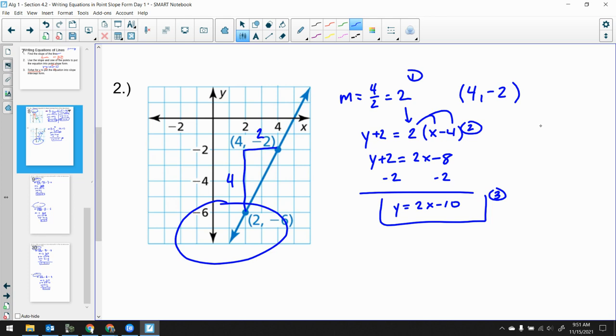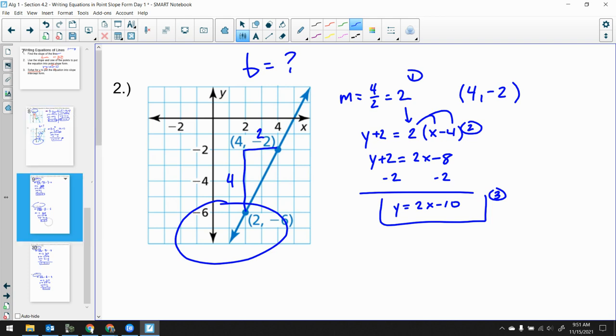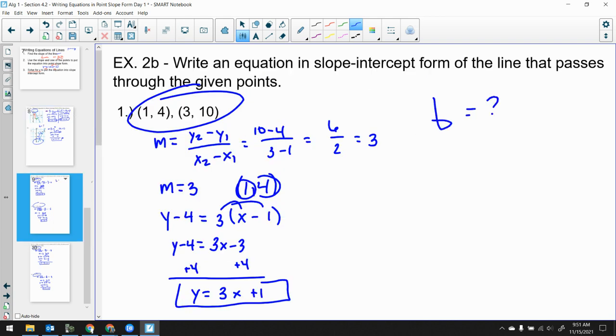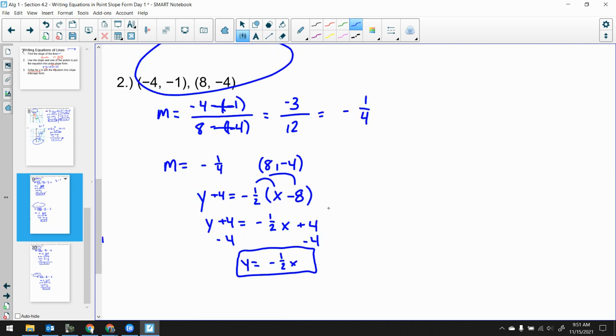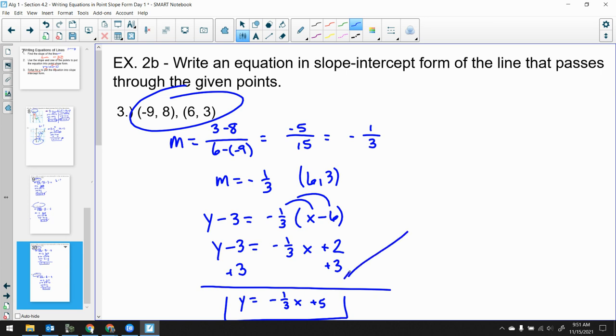You have to use this method when you're wondering, what is b? I don't know. What is my b value? I can't tell that right now. So what you have to do is use point slope to solve for y to see, oh, b is 1. Oh, b is 0. Oh, b is 5. Okay, so that's the main difference between what we were doing yesterday and what we're doing today.